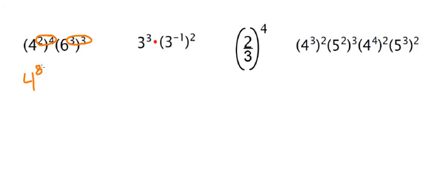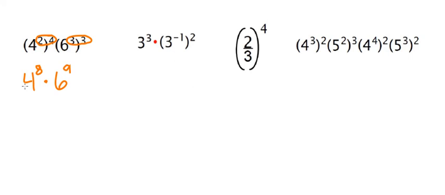So I end up with 4 to the power of 8 multiplied by 6 to the power of 3 times 3, so 6 to the power of 9. Now, we have to think about our exponent rules. Can I combine these? Can I do 6 times 4 is 24 to the power of something? No, I cannot, because I can only combine or multiply situations where we have like bases.